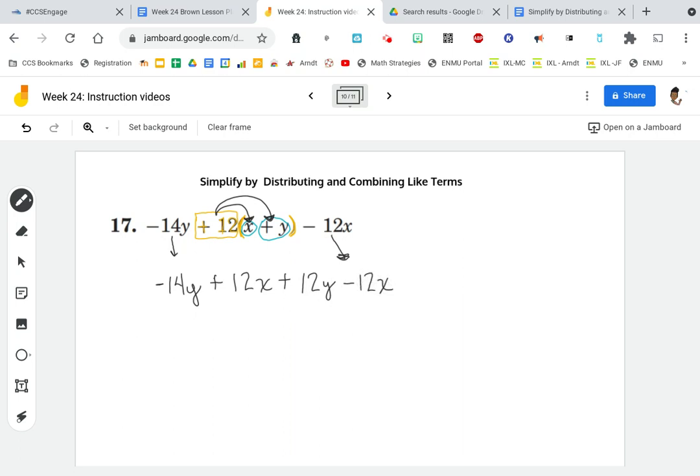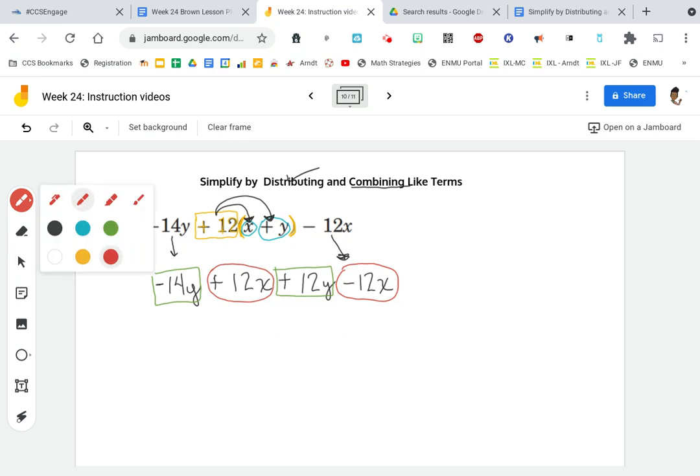Okay, now that I'm done distributing, I have to work on combining like terms. Well, let's see if we have any like terms here. Well, I notice that I have the letter y beside that negative 14, and I notice over here I have the letter y beside that 12. And then I notice I have the letter x beside this 12 and the letter x beside that negative 12. So to combine like terms, I am just going to add the coefficients.